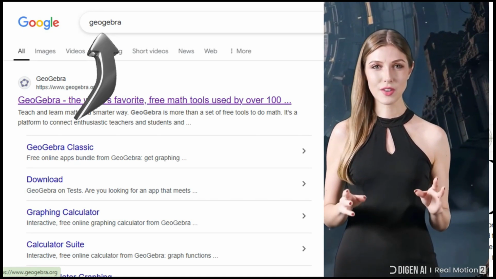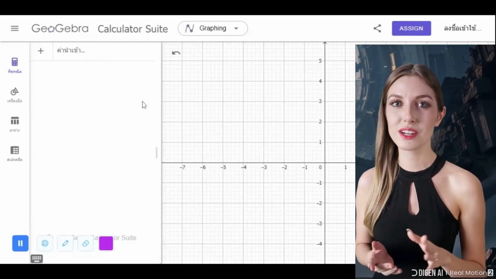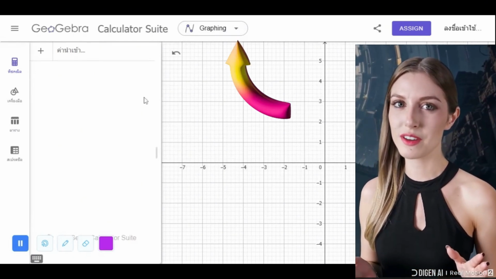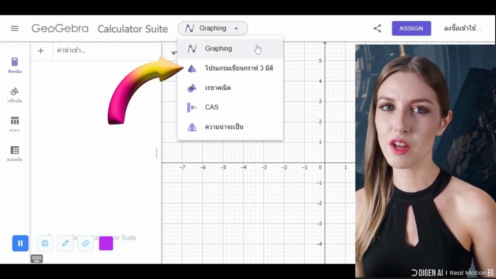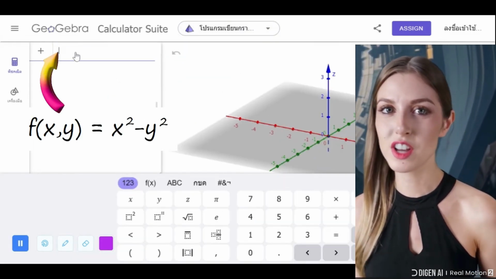Search for the word GeoGebra and then click on geogebra.org. The first interface of GeoGebra shows 2D graphing. Change to 3D by clicking the graphing drop-down and then selecting 3D graphing. Write the function in the input panel.